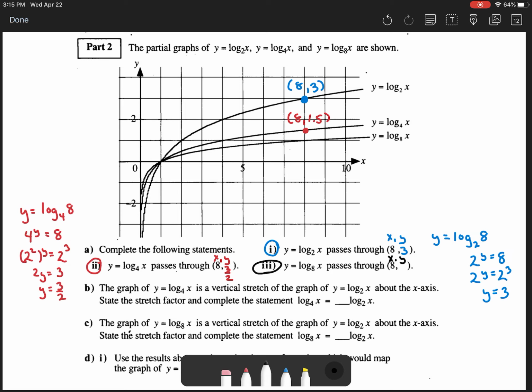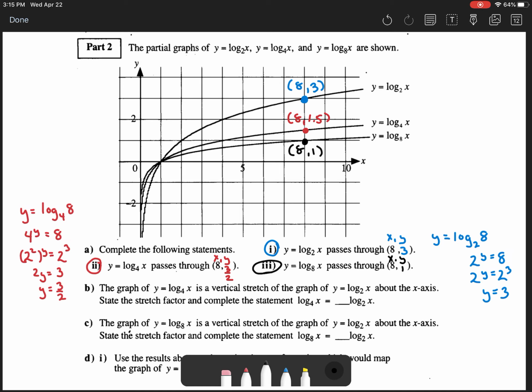And then lastly, the third one, same basic idea. This is the x. They're looking for the y. So you would substitute 8 in for x. Well, in that case, the base and the argument are the same. So the y value has to be 1, and you'll see that that graph does go through 8 comma 1, which is right there. So 8 comma 1. Okay, so that's all that they're asking us for in part A.